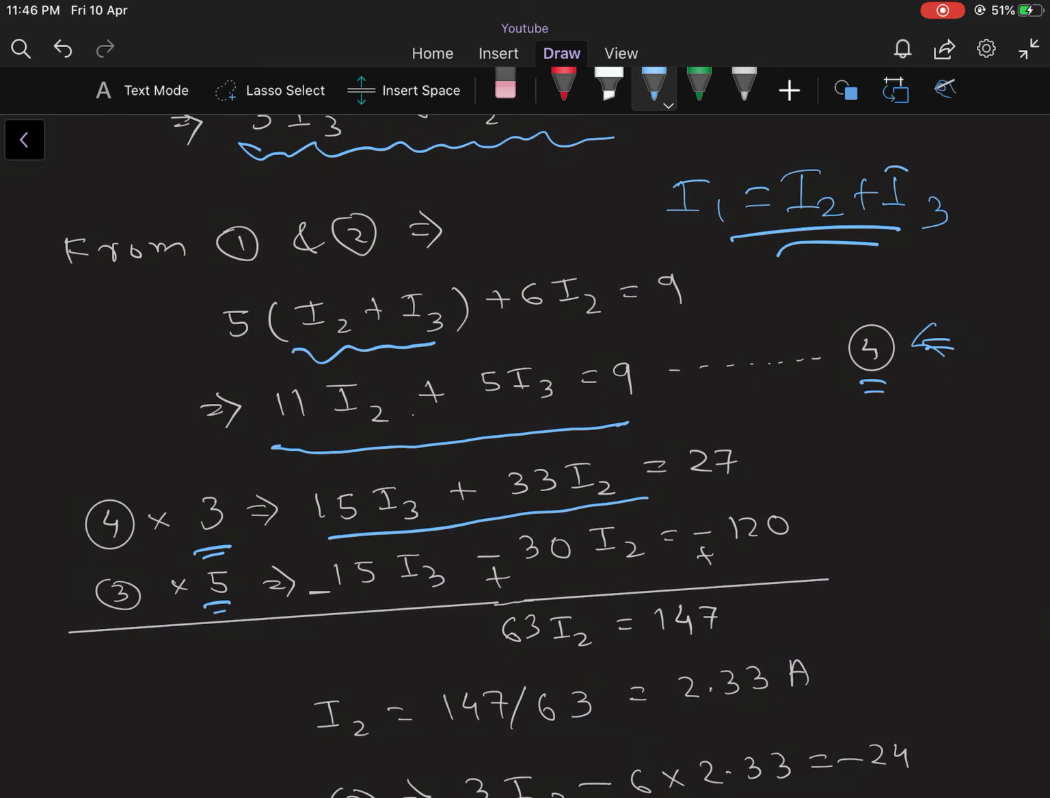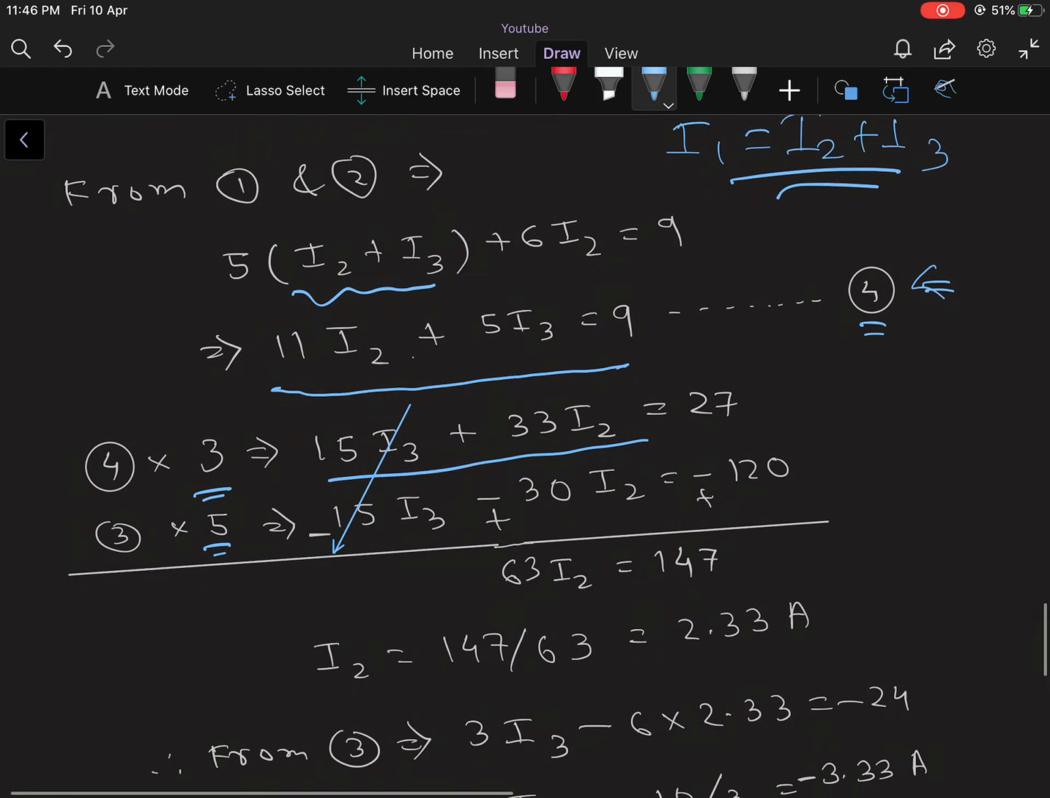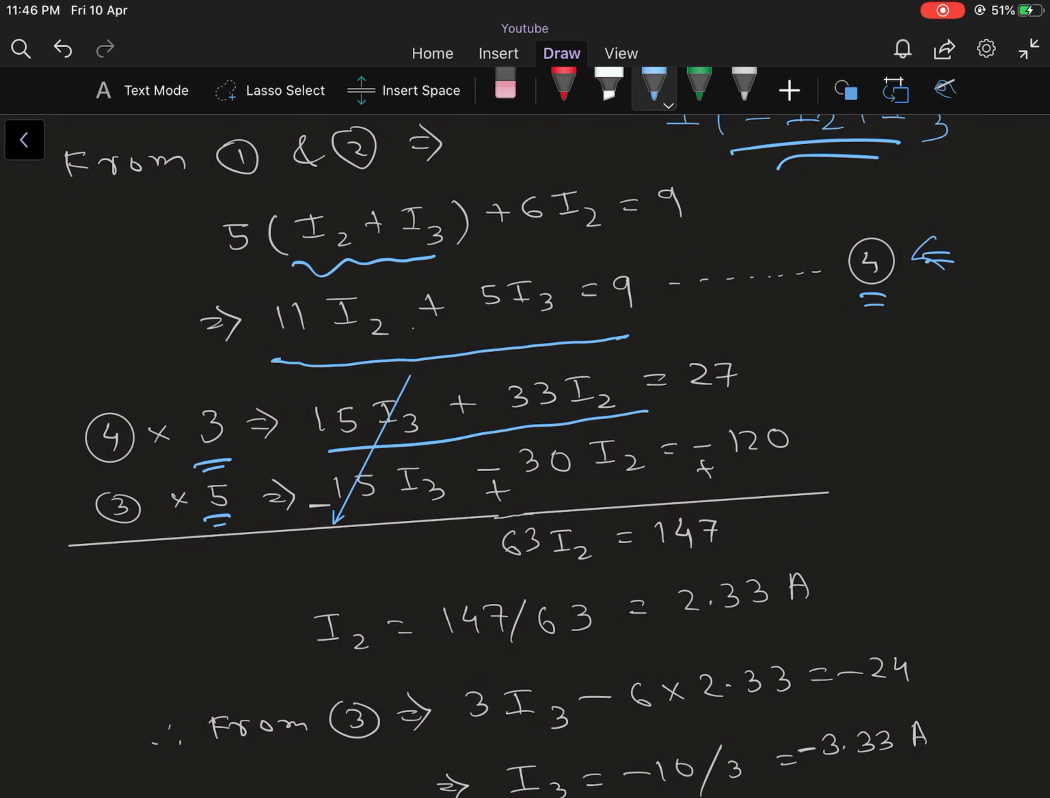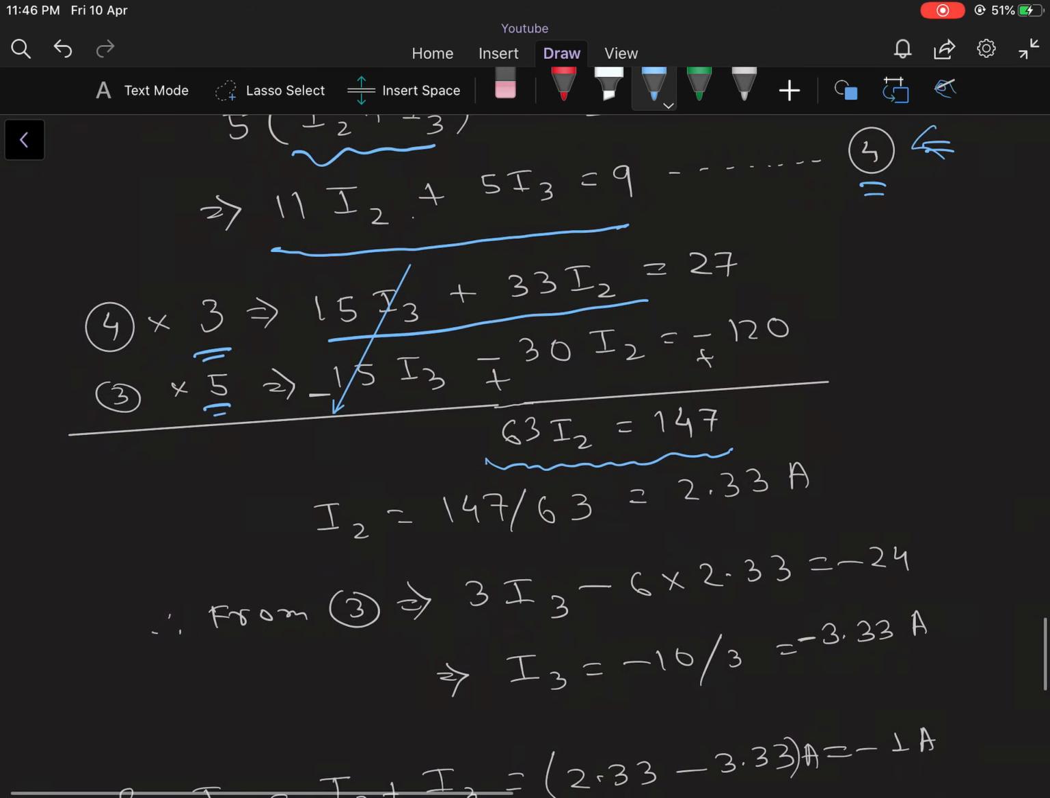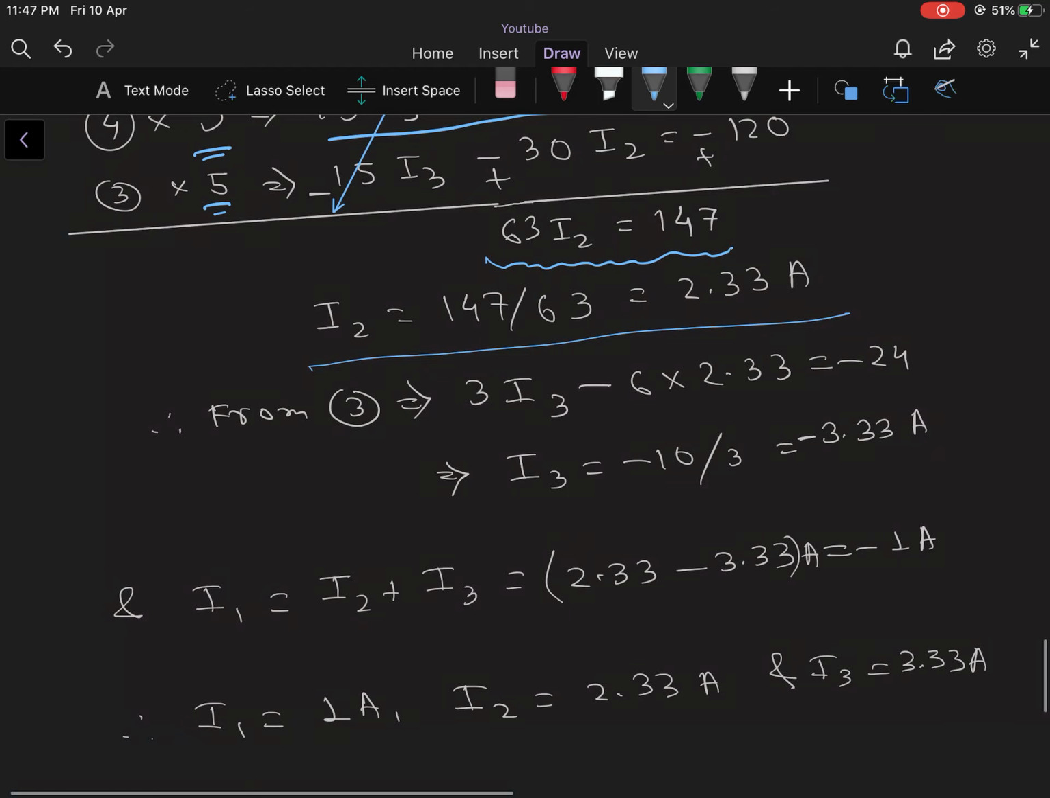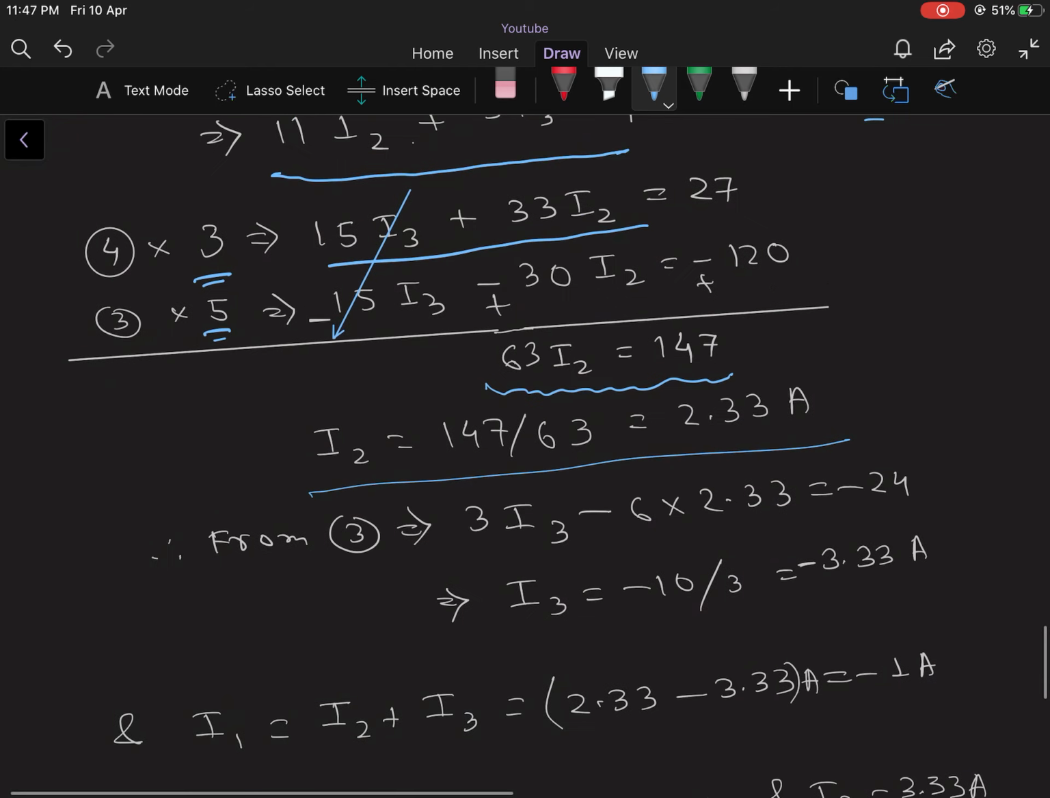Now subtract these two equations. When we subtract, these two terms cancel out. So now we will get 63 I2 equal to 147. It will give us a value of I2 as 2.33 ampere. That means the direction of I2 is okay. The given direction of I2 in the problem is right.